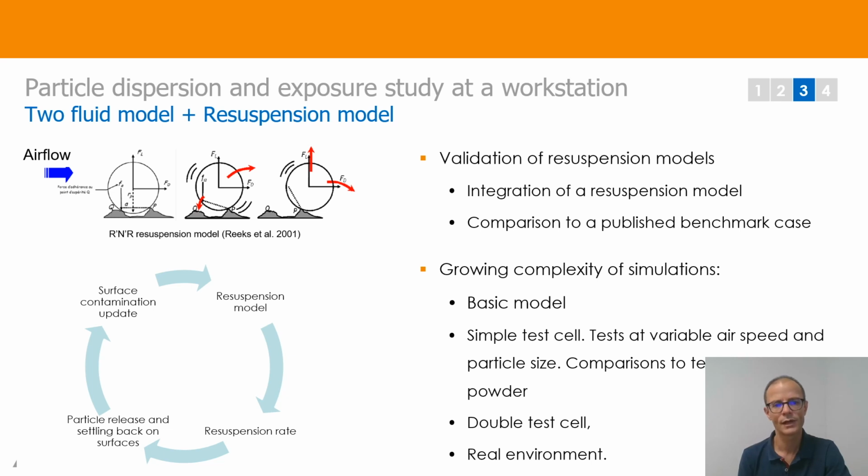You can see on the left the cycle of production. We used this resuspension model called rock and roll to produce a resuspension rate, which is used to calculate the particle release and settling back on surfaces, and then we give the data back to the model to update the surface contamination.